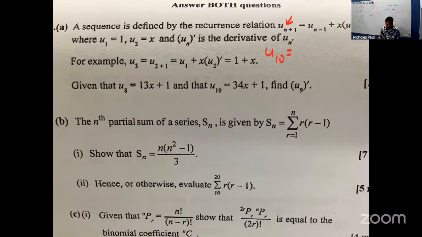Right. So U10 is equal to, remember, let n equal 9, right? 9 plus 1 is 10, 9 minus 1 is 8. That's U8, plus x times U9. U10 is what? U10 is 34x plus 1. U8 is 13x plus 1 plus x U9.